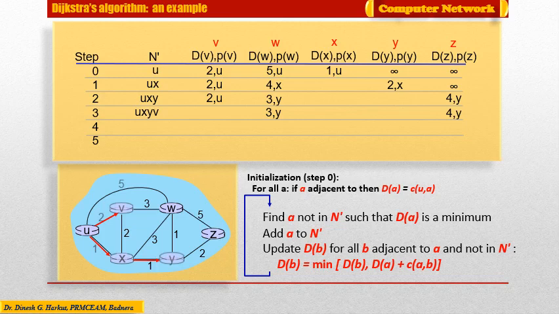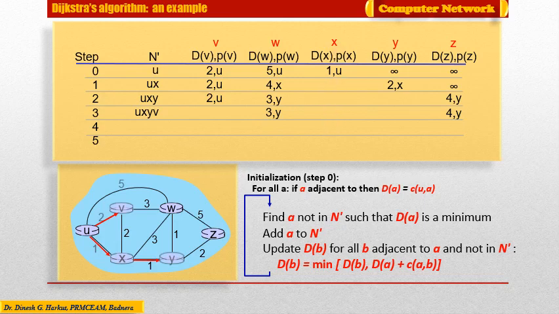From V to V is kept blank. From V to W, the cost comes out to be 1 plus 1 plus 1, 3. And the immediate previous node on this least cost path to node W is Y. Hence it is 3Y.